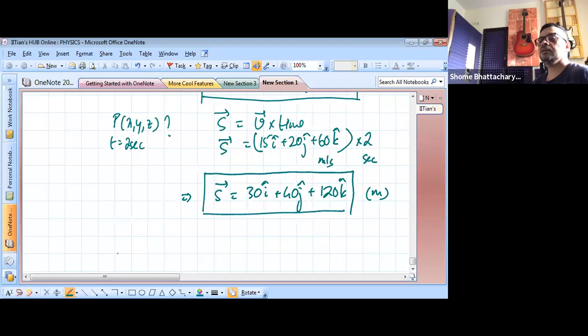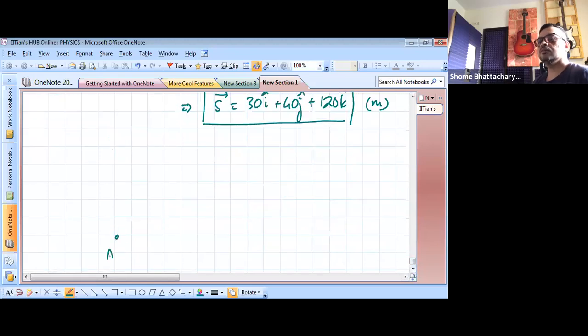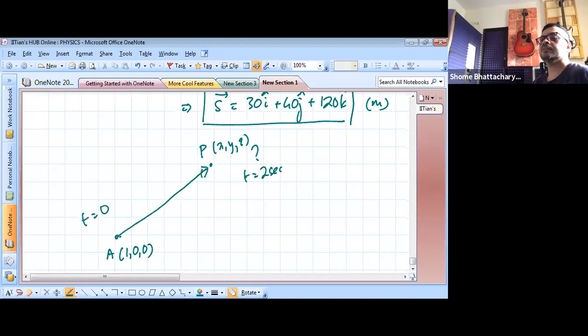तो अभी क्या हो रहा है? The particle was at A, which is (1, 0, 0) at time t equal to 0, and is reaching some point P. इसका x, y, z निकालना है मुझे at time t equal to 2 seconds. But that displacement vector between A and B, that displacement vector I know. That is this one. Okay. So next I have to find x, y, and z.